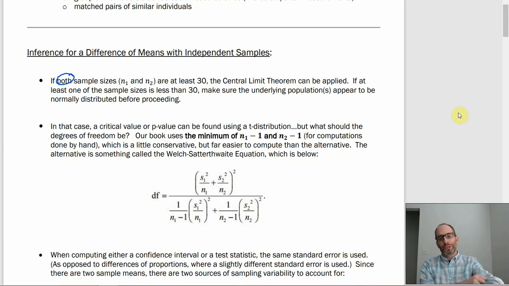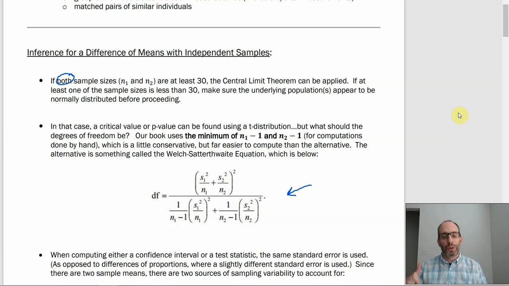The alternative to using the minimum of n1 minus 1 and n2 minus 1 is this thing right here, which is called the Welch-Satterthwaite equation, or a lot of times that's just called Satterthwaite's approximation for the degrees of freedom. Basically, if you were going to do that by hand, it would turn into an exercise in making sure you have enough right parentheses if you try to put that all into your calculator. It's not like it's hard. There are just a lot of individual little pieces in it.